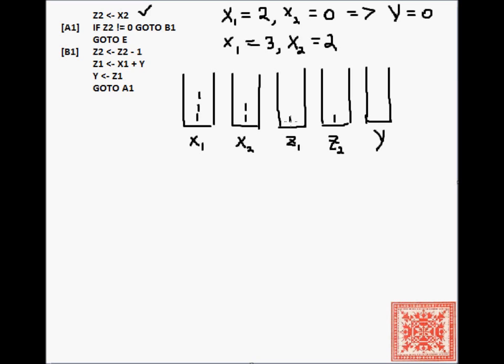The value of z1 is the value of x1 plus 1 plus y. So y is equal to 0, so z1 becomes equal to 3, and y becomes equal to z1, so also 3. Okay, then z2 again dispatched to b1. 1 is taken from z2, and then z1 becomes x1 plus y. So x1 is 3, y is 3, so z1 becomes 6. So we need to add 3 ones into the bin of z1.